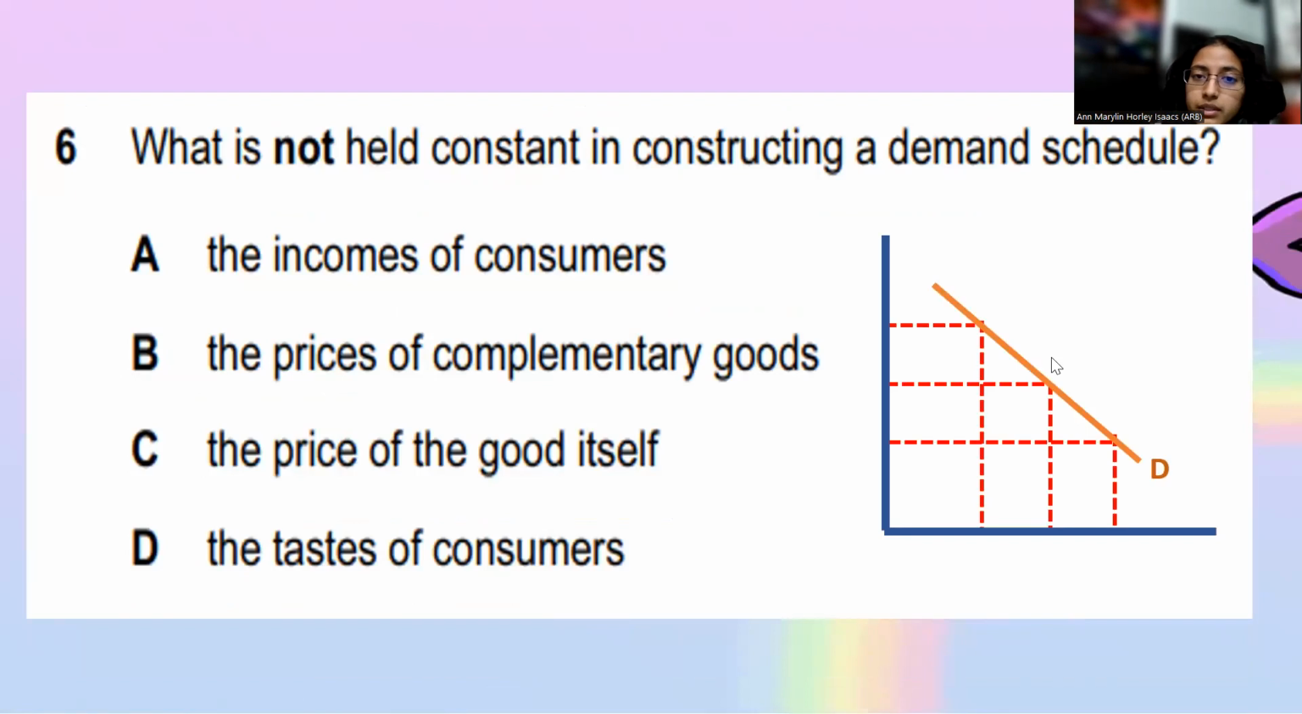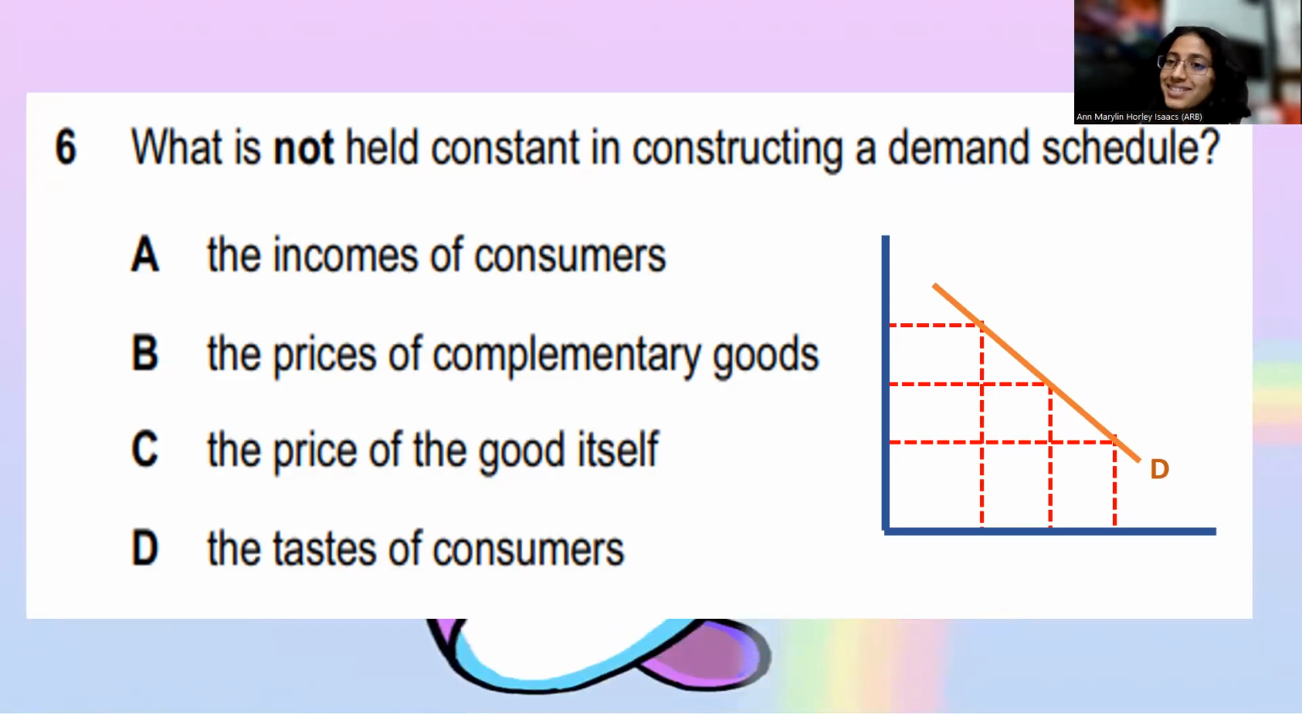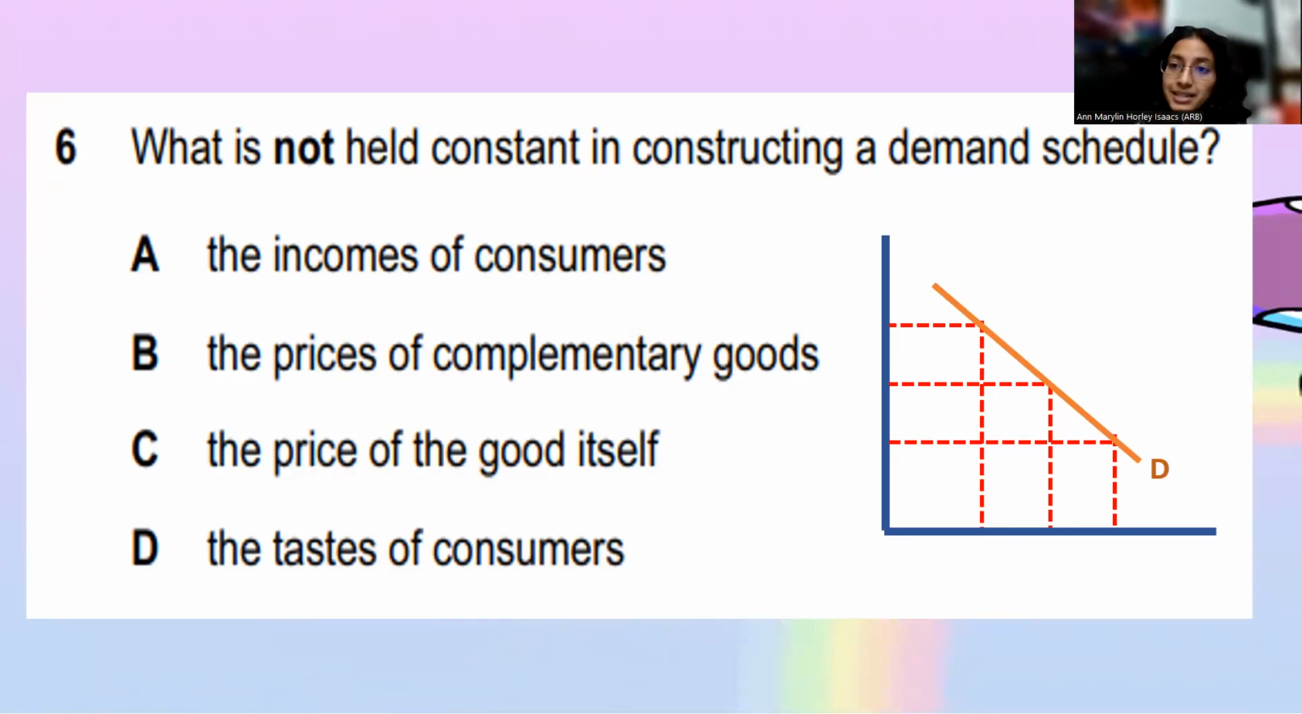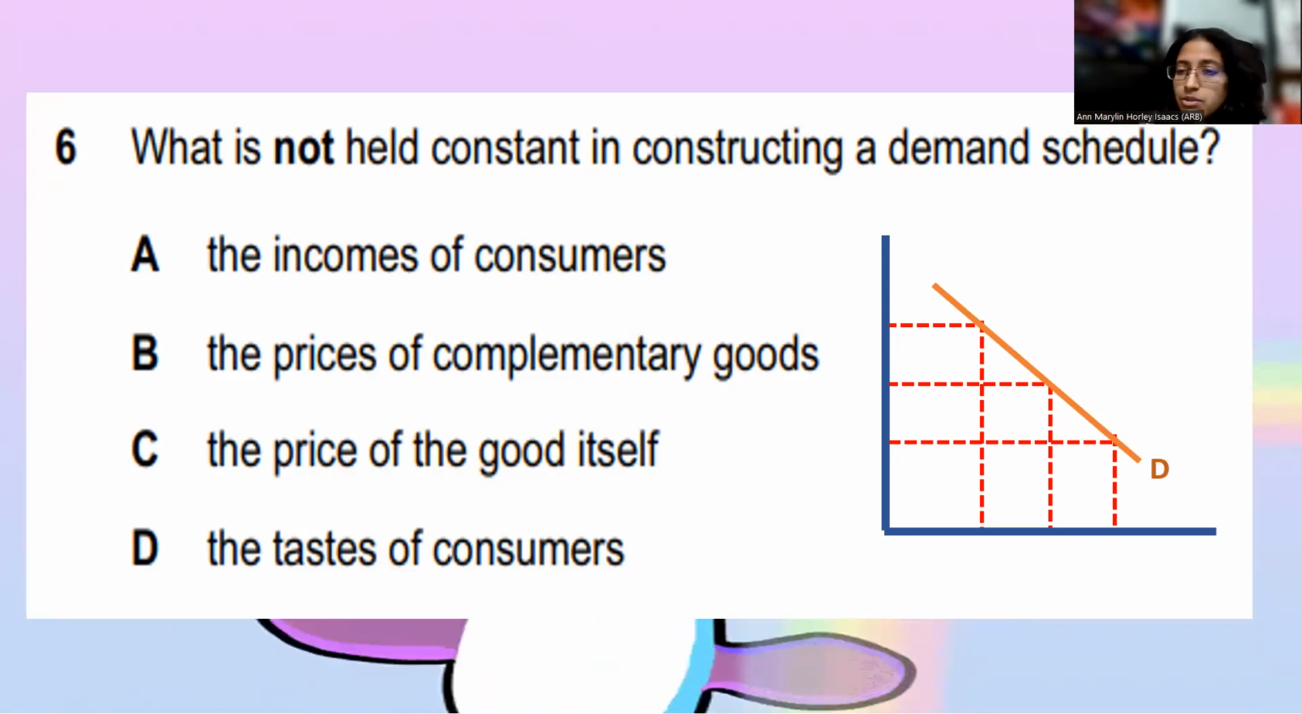All right. What is not held constant in constructing a demand schedule? So demand schedule, if you look at your textbooks and your resources, when they are teaching you the concept of demand, you would be given a table. And in the table, you have two columns, which is price and quantity demanded. That table tells you at what price, how much is being demanded, what price, how much is being demanded. That table refers to demand schedule. It's called a demand schedule, sorry.